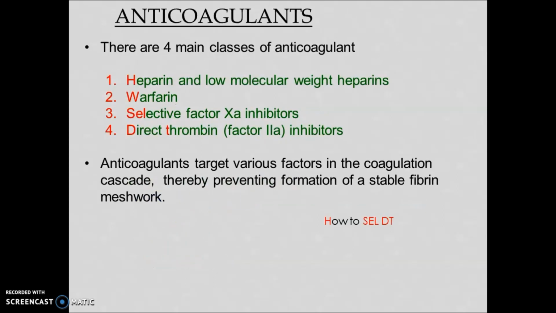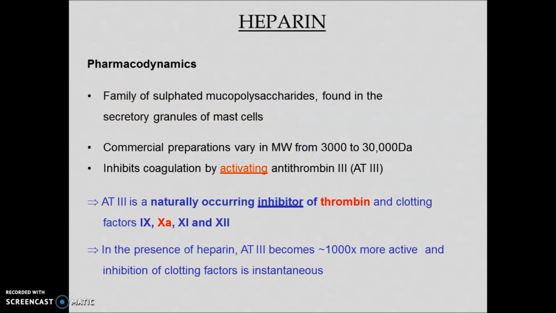So friends, now let's see what the types of anticoagulants are. Here also I have made one simple mnemonic: H-W-S-D-T. H stands for heparin. We have two types of heparin, high molecular weight and low molecular weight heparin. Remember, low molecular weight heparin acts very fast. Then second comes W, that is warfarin. Then there is S, that is selective factor 10A inhibitors, and we have DT, that is direct thrombin inhibitors. So these are the four main classes of your anticoagulant drugs.